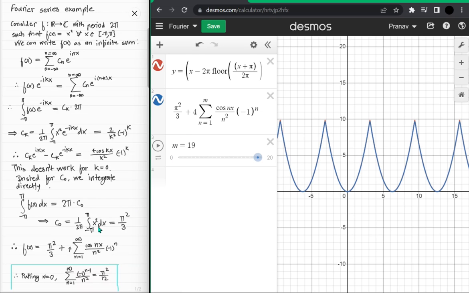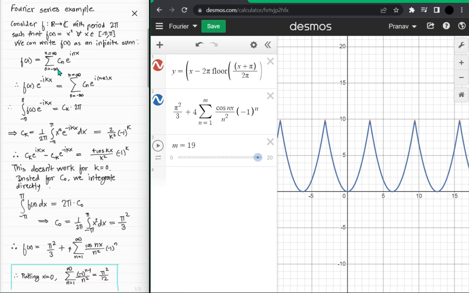First thing we do is assume f of x is of some particular form. So my assumption is that it's the sum as n goes from negative infinity to infinity of c sub n e power i n x. So why i n x? Because it has period 2 pi. So the period of f of x should be 2 pi, right? And that's why I have this thing.